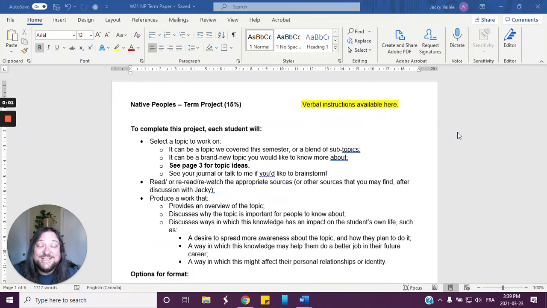Hi everyone! So the moment you've all been waiting for, instructions for the final project. It's called the term project here. Same thing, term project, final project, whatever.